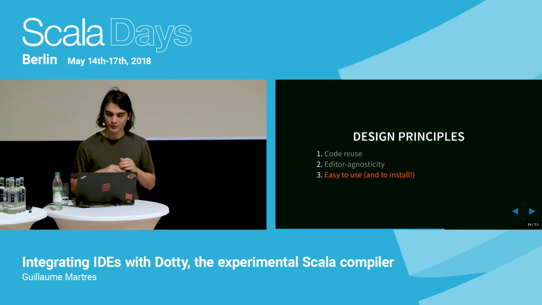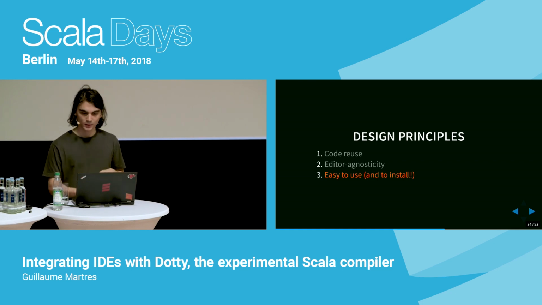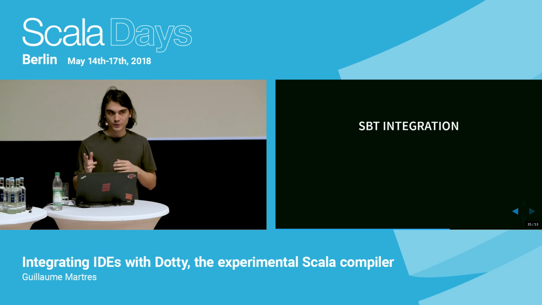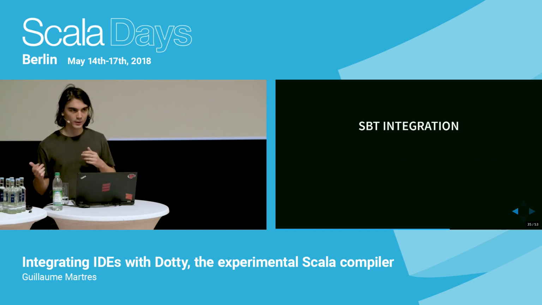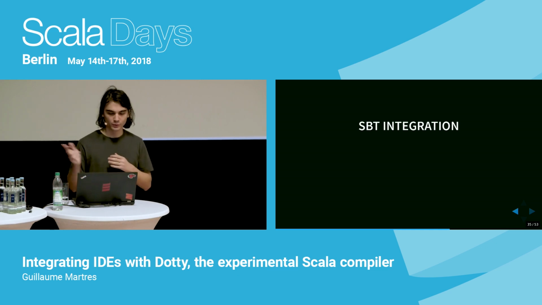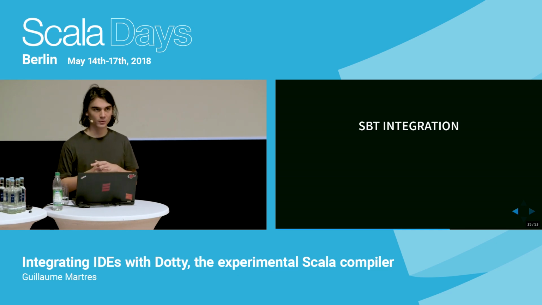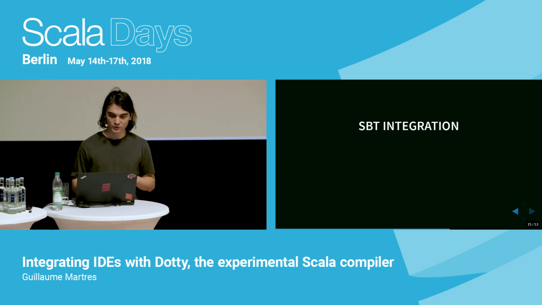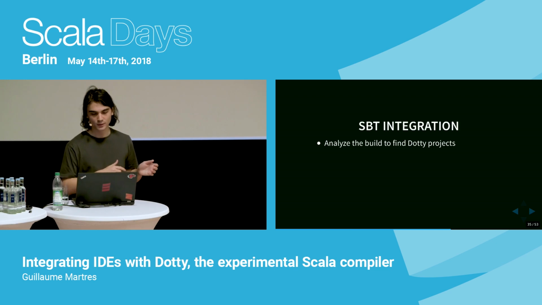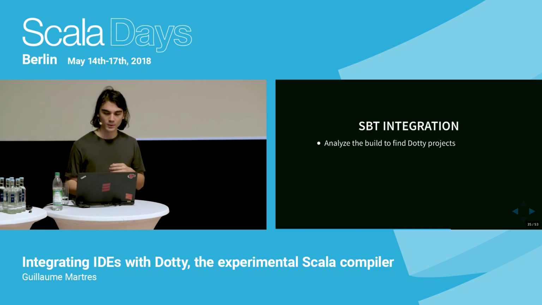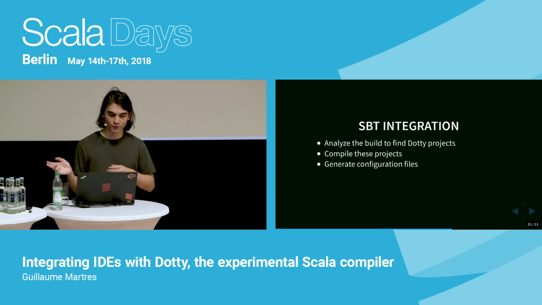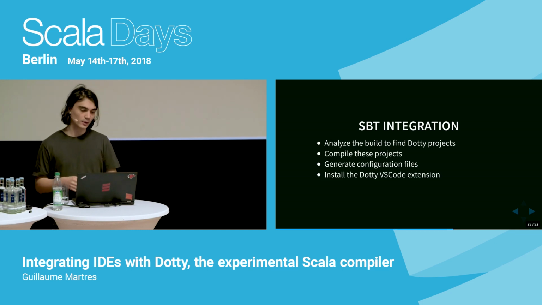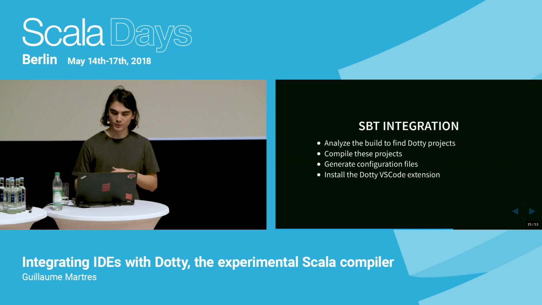All right, so last design principle, how do we make this easy to use? The way it works right now is we have the Dotty SBT plugin that you have to use anyway to use Dotty. It is also responsible for IDE integration. And its job is just to look at your SBT build, find all your Dotty projects, compile these projects, generate configuration files based on this project, install the VS Code extension, and then launch VS Code.